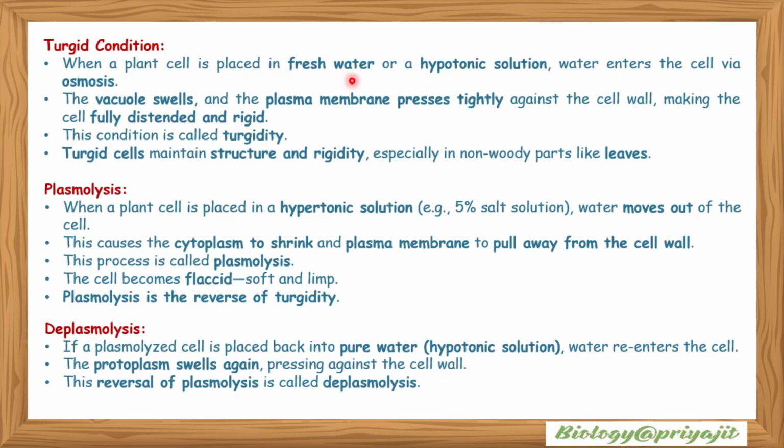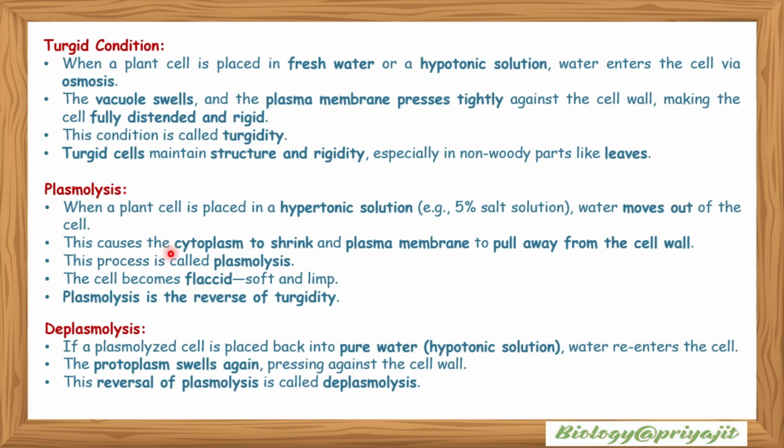When a plant cell is placed in fresh water or hypotonic solution, water enters the cell via osmosis. The vacuole swells and the plasma membrane presses tightly against the cell wall, making the cell fully distended and rigid. This condition is called turgidity, and turgid cells maintain structure and rigidity, especially in non-woody parts like leaves.